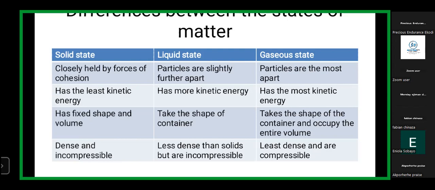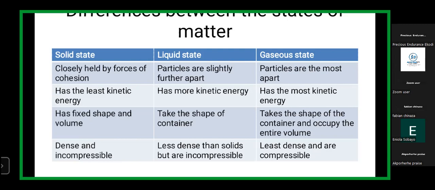Now, what about for the gaseous state? It has the most kinetic energy, very, very vigorous. In fact, the way they explain it is that the gases move so random that they hit the container in which they are kept. So random kinetic energy. Kinetic energy in gases is very, very strong, very, very high.